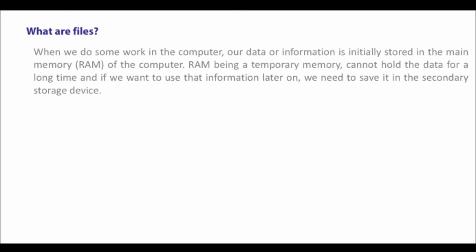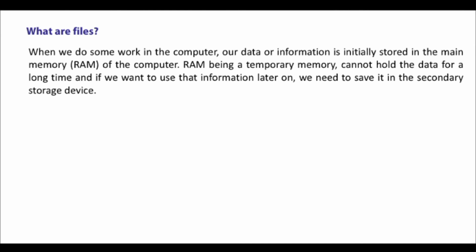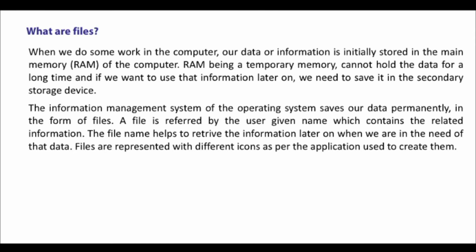What are files? When we do some work in the computer, our data or information is initially stored in the main memory, RAM of the computer. RAM, being a temporary memory, cannot hold the data for a long time, and if we want to use that information later on, we need to save it in the secondary storage device. The information management system of the operating system saves our data permanently in the form of files.